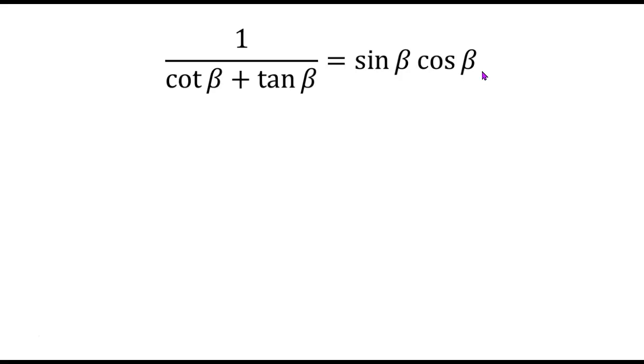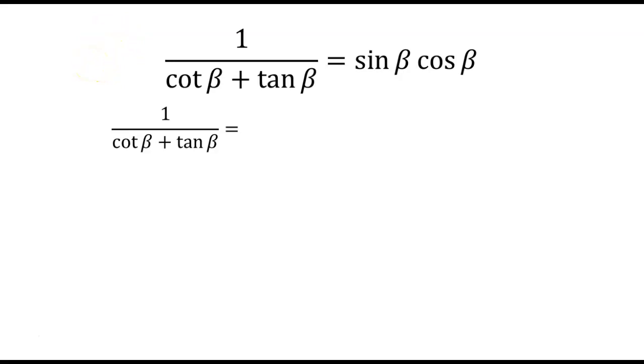It's the Greek version of our letter B, and it's just in there for variety. Instead of an X or a theta, I decided to use beta, but that doesn't make a difference. So let's verify this trigonometric identity. Let's start with the left side, 1 over cotangent plus tangent.